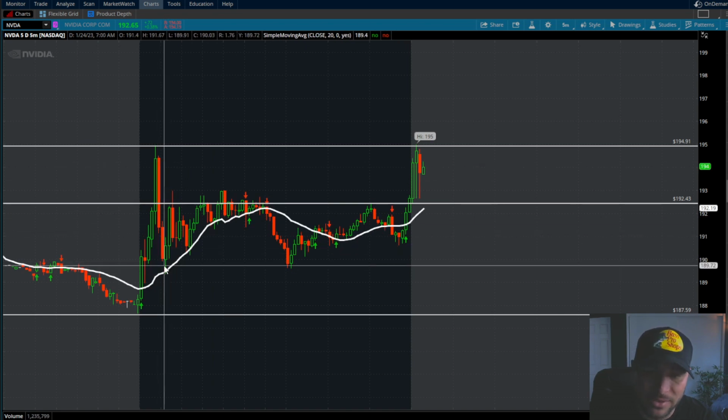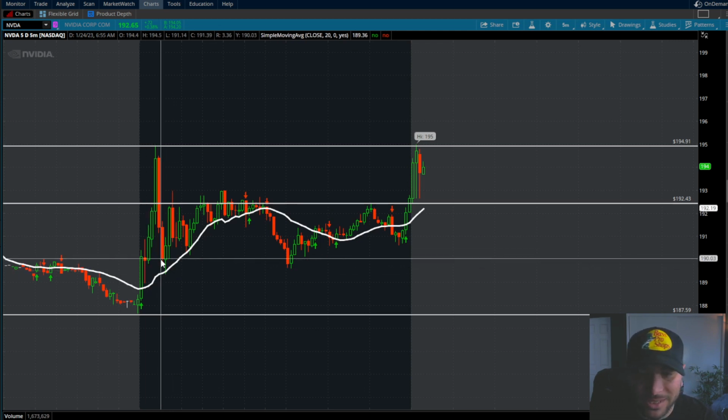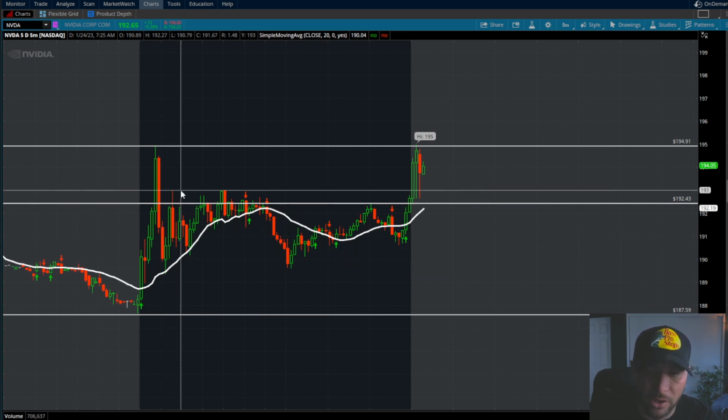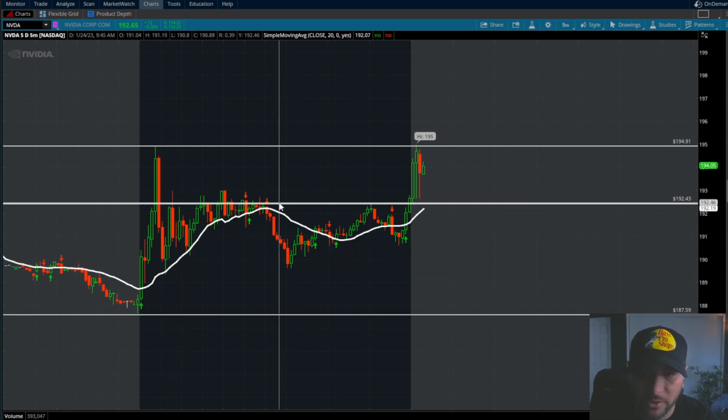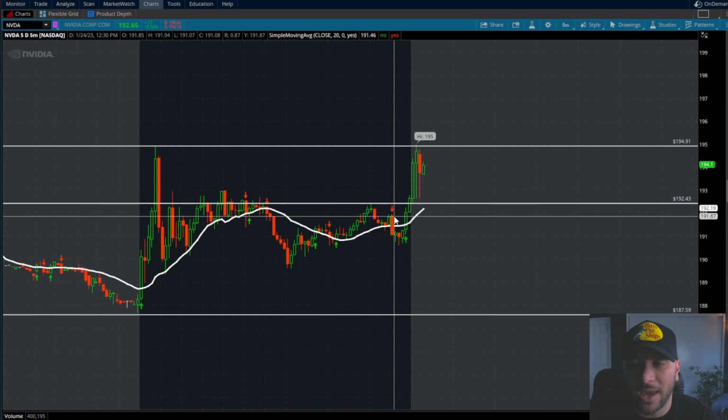You could have tried to bounce this here. This would be like a C, B setup: play the bounce, use a close under the 20 as a stop loss, play the little bounce here, take 10, 15% on the way up, and then sell out and wait for it to recover. The only other time we really got a setup here, this would be like a B setup, and I'm going to show you how to play this.